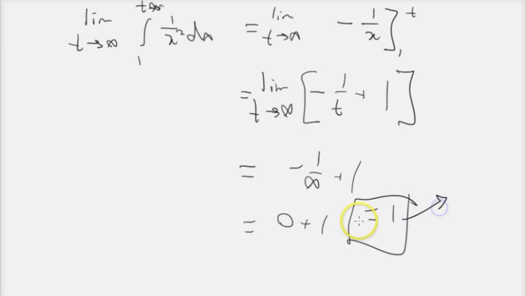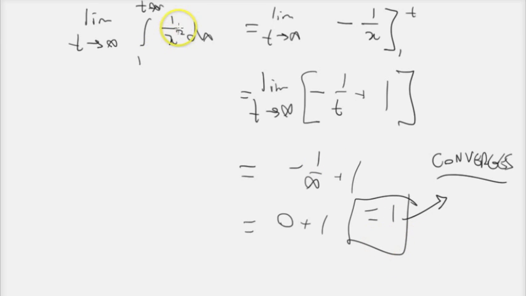So since we're getting this definite value, we know that this integral converges. That means the area under that graph between 1 and forever is going to eventually become 1. And the Excel spreadsheet intuitively confirms this.